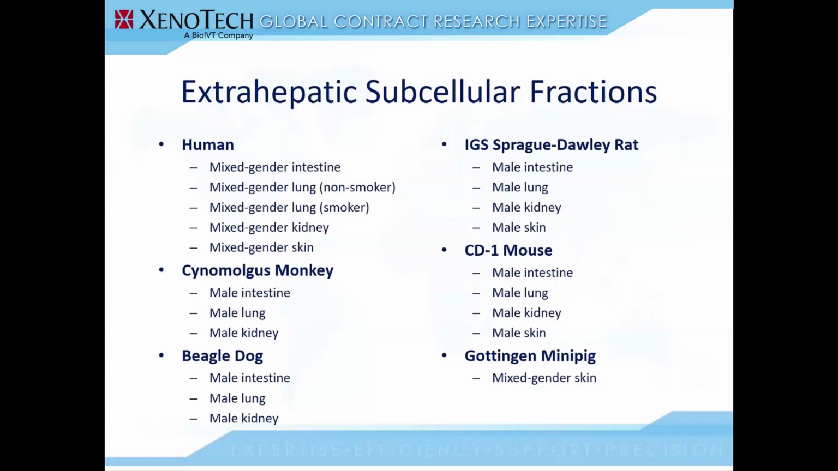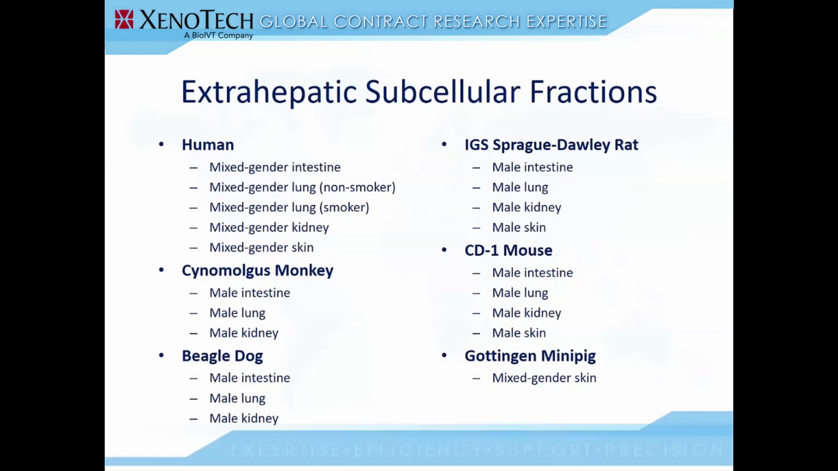What are the physical characteristics of your compound? What tissues and pathways is it trying to target? And how is it going to be introduced to the body? Is it going to be ingested, inhaled, applied topically? Is it going to be injected intravenously? These are the few things that might steer you towards choosing an extrahepatic subcellular fraction for your work.